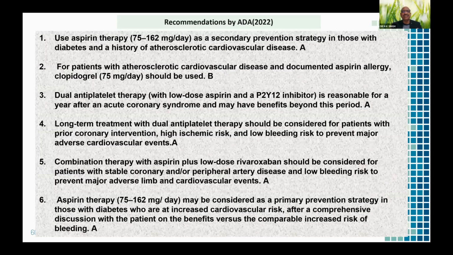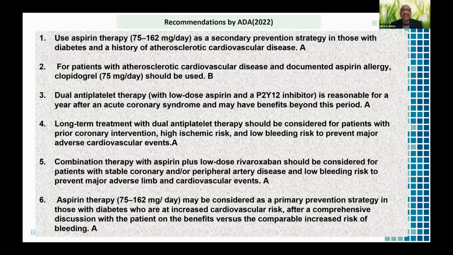I think this slide is sufficient: use aspirin therapy 75 to 162 milligrams per day as a secondary prevention strategy in those with diabetes and a history of atherosclerotic cardiovascular disease. So there is no second thought, you start it. For patients with atherosclerotic cardiovascular disease and documented aspirin allergy, you can use clopidogrel.